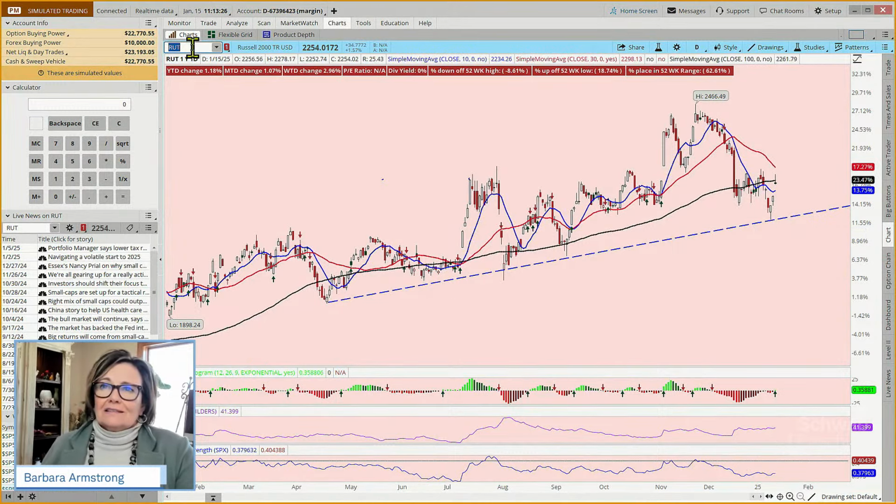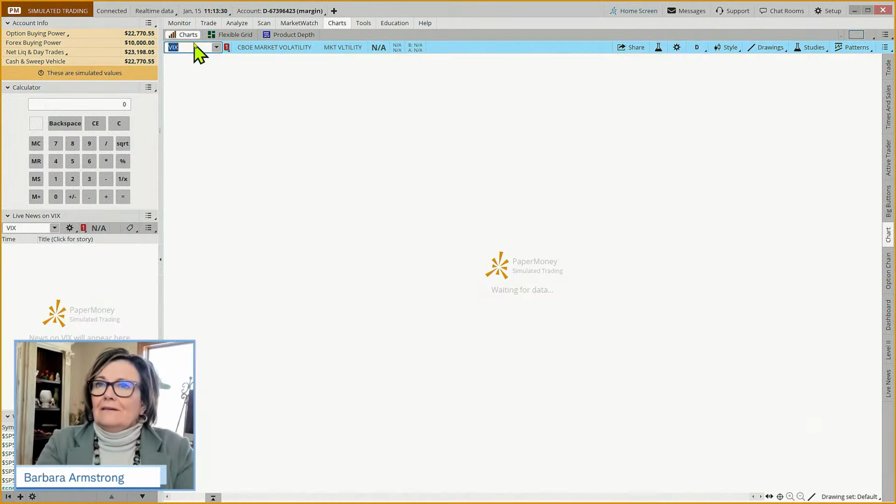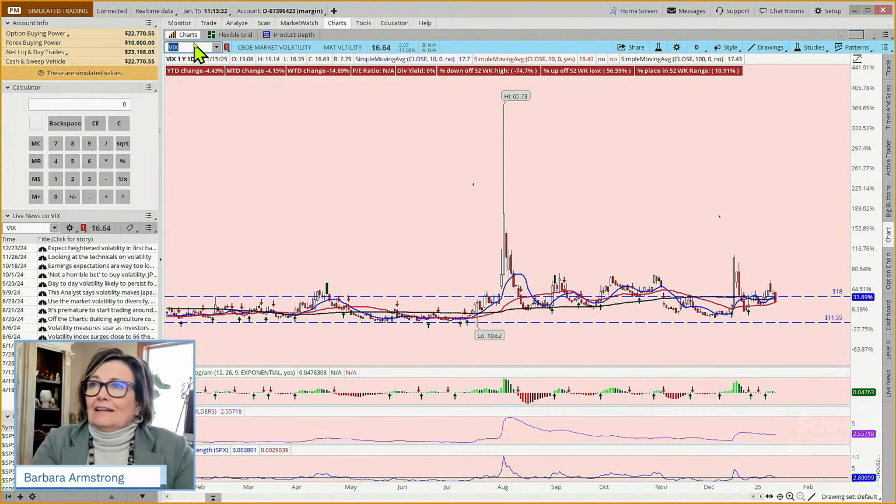Okay, and how about the VIX? Any guesses on what the VIX is doing? Yeah, falling. 16.6. And that's a pretty big difference from yesterday where it was over 18. Yes, and the market could pull back again. Absolutely. Yep. And then which sectors have been strongest?